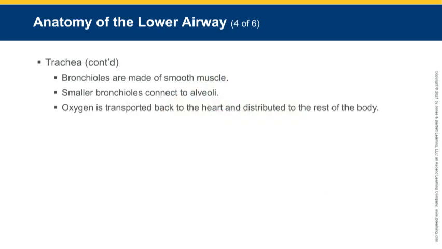Bronchioles, the smallest airways, are composed of smooth muscle and control airflow resistance and distribution. These structures lead to the alveoli, where oxygen is absorbed into the bloodstream and carbon dioxide is expelled.